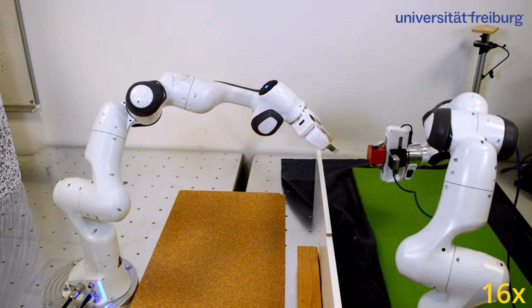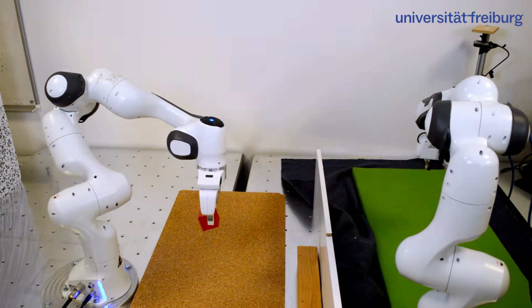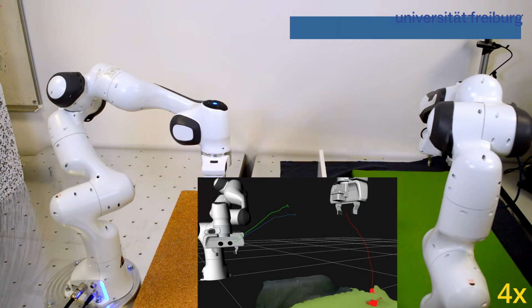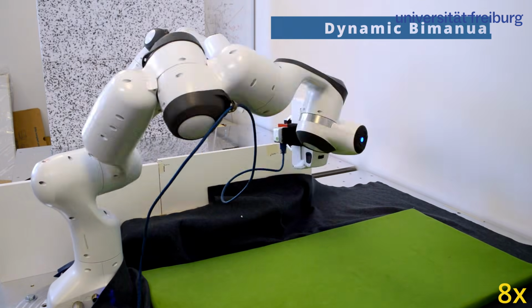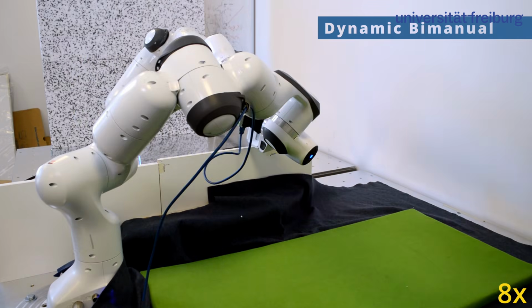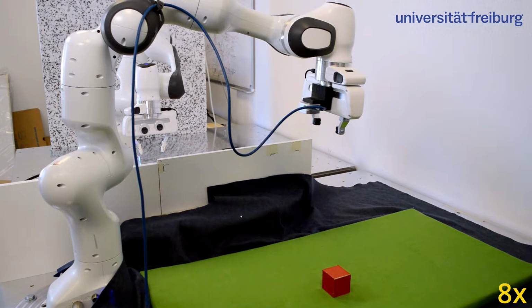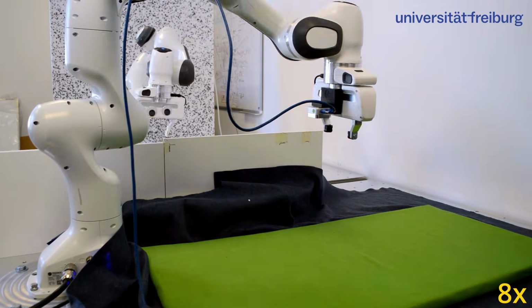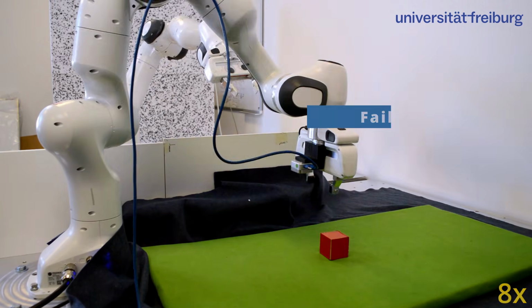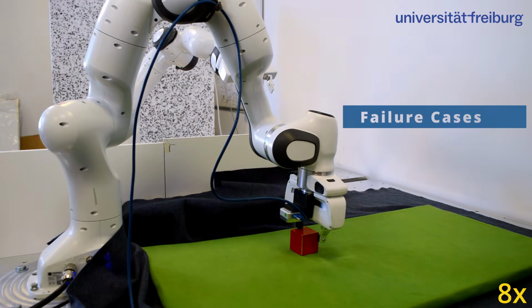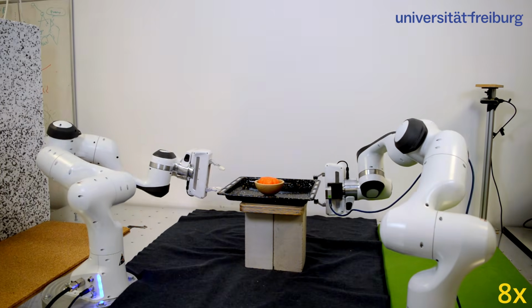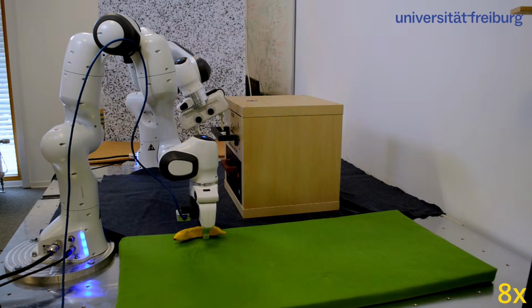As in simulation, we find strong few-shot performance in the static conditions, as well as zero-shot generalization to perturbations of either robot arm and to environment dynamics. Overall, DynaMAC is robust. Policy failures are rare and mostly caused by perception errors, most commonly faulty depth measurements.